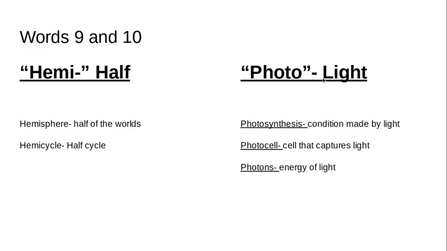Everyone should know this one. Photo means light. Photosynthesis, synth means to create, isis is a condition, so a condition made by light. A photocell, if you're into saving energy, is a part of a solar panel that captures light and converts it into usable electrical energy. Photons that travel from the sun to our planet are little tiny packets of energy, energy of light. Okay, so the photons are the beginning part of photosynthesis.